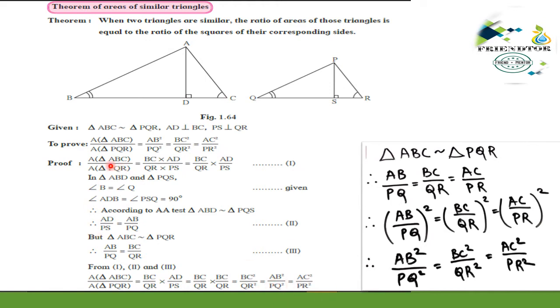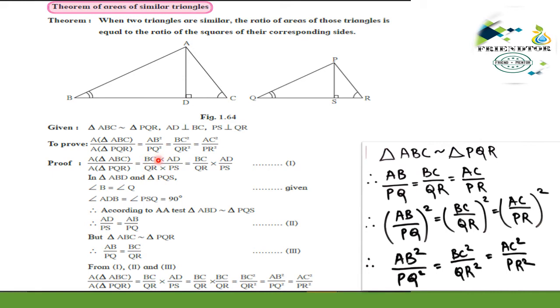So let's see. Area of triangle ABC upon area of triangle PQR is base into height, just applying the formula. For ABC the base is BC, height is AD. Similarly in the denominator for triangle PQR, base is QR and height is PS. This we learned at the very beginning of the chapter: when we have two triangles and want the ratio of their areas, if the height is the same, then the ratio is the same as the bases. If the base is the same, the ratio is the same as the heights.